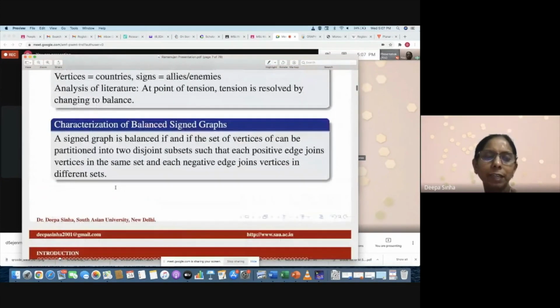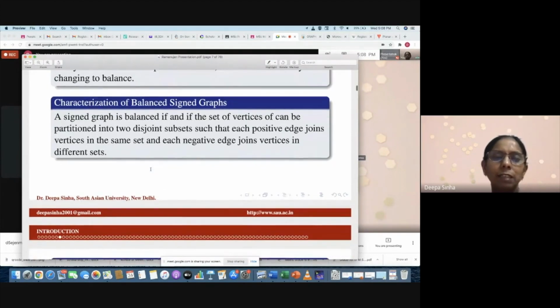So this is a major characterization which is given by Harary. A signed graph is balanced if and only if the vertex set can be partitioned into two disjoint subsets such that each positive edge joins vertices in the same set and each negative edge joins vertices in different sets. Okay, so each positive edge will join the vertices in the same set and each negative edge will join the vertices in different sets.